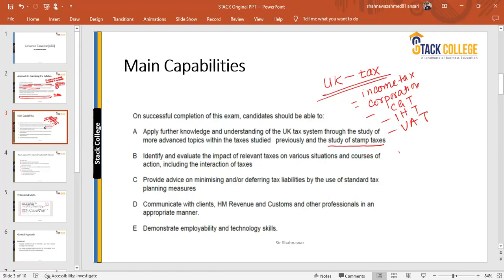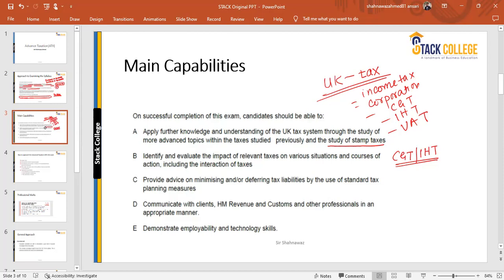You also have to understand the different situations where different tax systems are interrelated. For example, there might be an interaction of CGT and IHT. There might be a situation when you are closing your unincorporated business and transferring it into a company, and how that can be handled. Similarly, there are lots of exemptions and lots of tax reliefs.